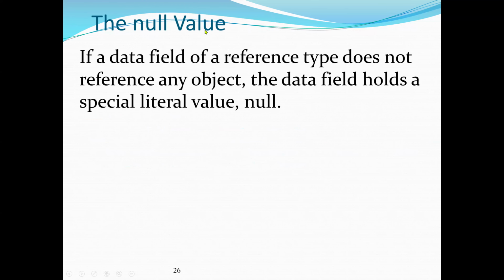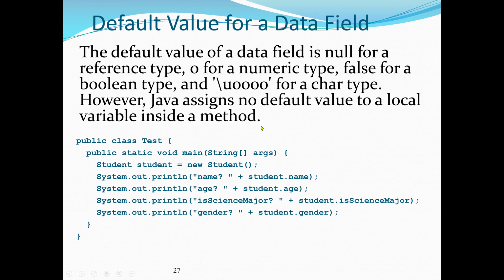And we also have a null value. Normally, if a data field of a reference type does not reference any object, then that data field holds a special literal value, null. And we shall see a very good example about that.